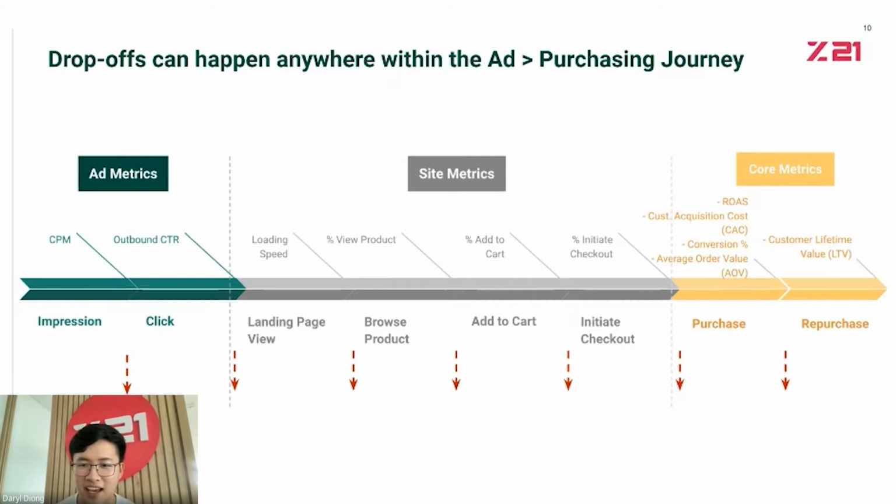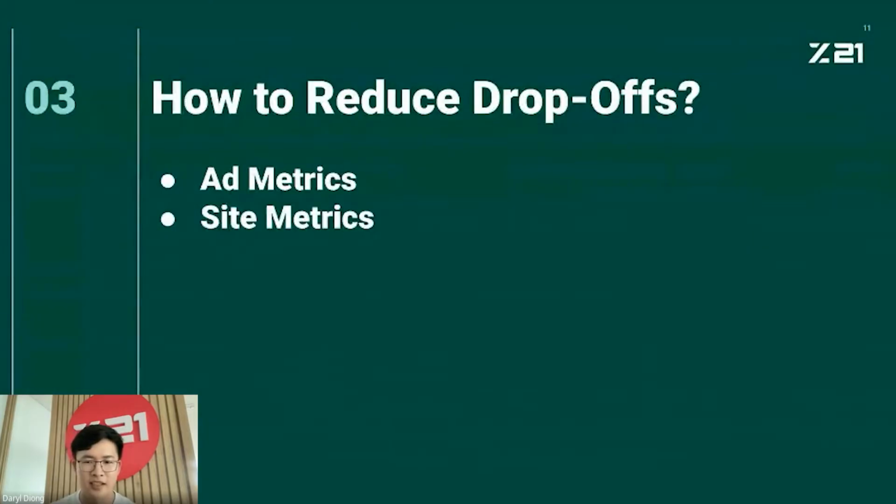Drop-offs can happen anywhere in the add to purchasing journey. I'm showing you this again because it's so important. You can see that the red arrow signifies drop-off. So there will always be a drop-off from one step to the next. There's no way to solve it. It will always be there, but you can try to minimize it. And now we come to the topic of how to minimize drop-offs.